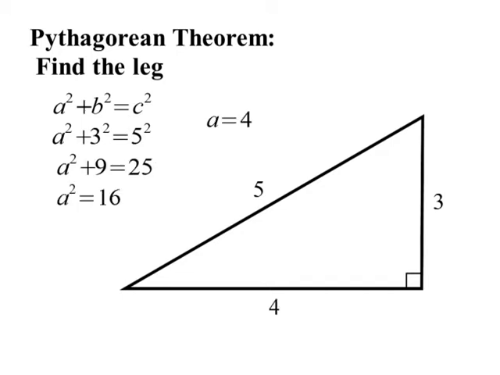If we subtract 9 from both sides, that gives us a squared equal to 16. And if we take the square root of 16, that gives us a equals 4, which of course we already knew was the answer, but this is how we do it if we didn't.